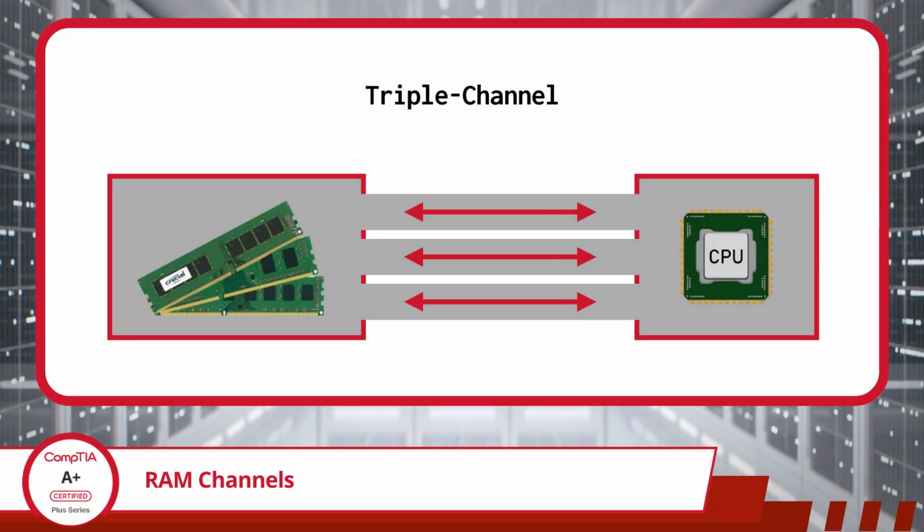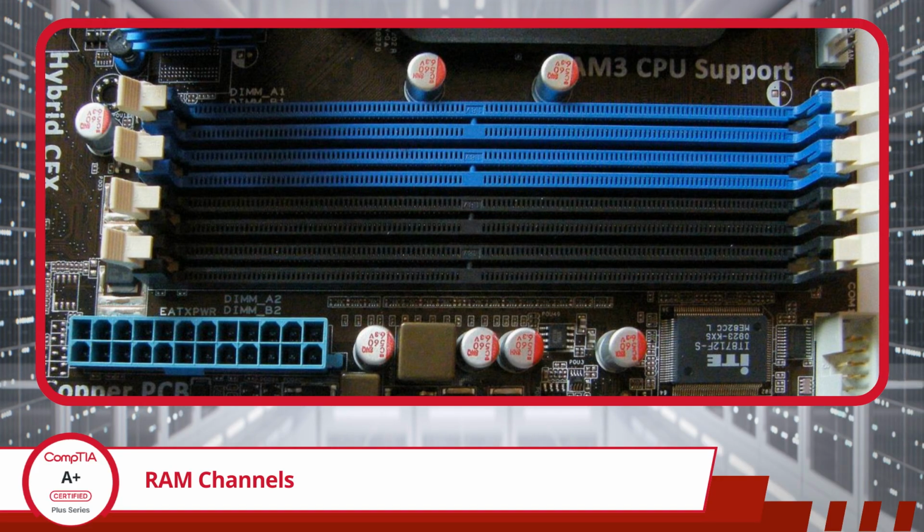Triple-channel configuration takes it a step further by employing 3 pathways between the CPU and RAM. You can picture this as a major highway with 3 lanes, capable of handling substantial data traffic with ease. Although less common than dual-channel setups, it offers even higher bandwidth for data transfer. Identifying a triple-channel setup is relatively straightforward. Just look for RAM slots to be in multiples of 3. These slots are often situated next to each other and may be color-coded or labeled to indicate their purpose in facilitating triple-channel operation.